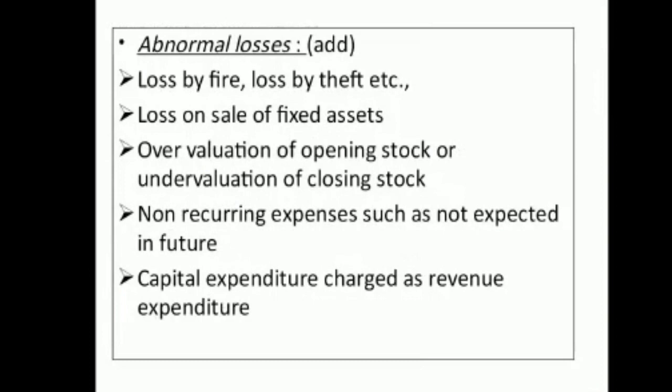Next, overvaluation of opening stock or undervaluation of closing stock. Any undervaluation of closing stock will have an effect on our financial statement and also on our goodwill. The same thing will have an effect in the opening stock, that means overvaluation of opening stock. Next, non-recurring expenses. Non-recurring expenses will not happen every year but will occasionally happen. Then the next thing, capital expenditure charged as revenue expenditure. That also we have to add. That is also considered to be an abnormal loss.